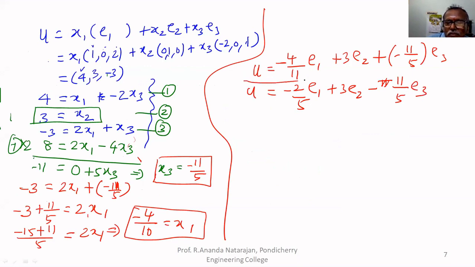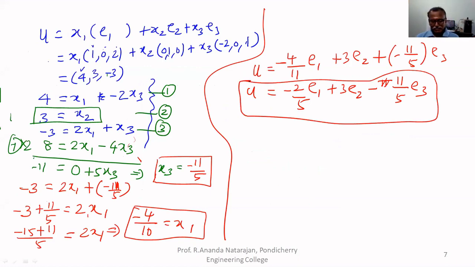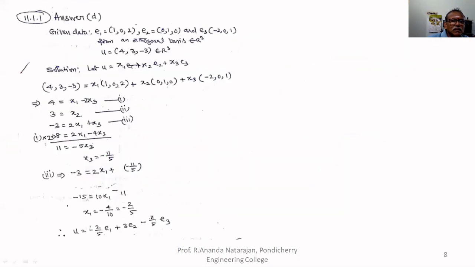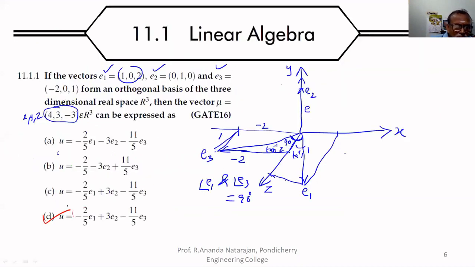So U equal to this is the answer, which is correct. Okay, D is the answer, I think. Yes, D is the answer. But here it is printed that both are correct. Yeah, let us put a plus sign so that it will be wrong.